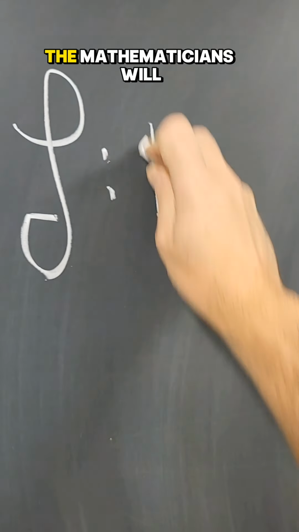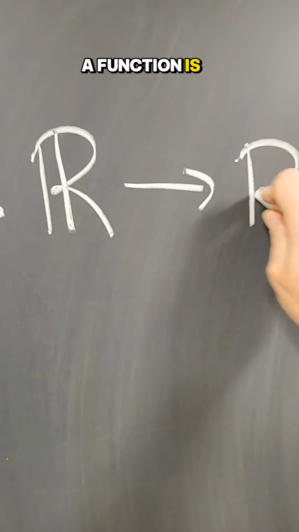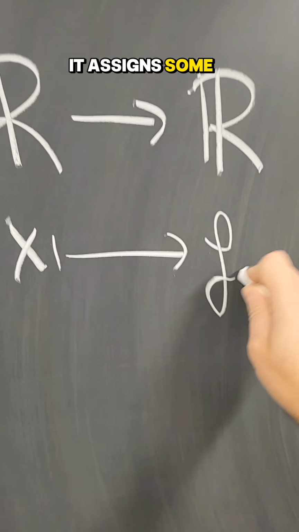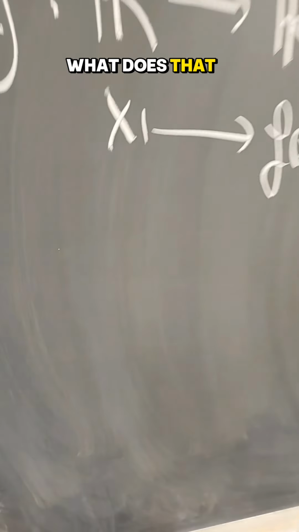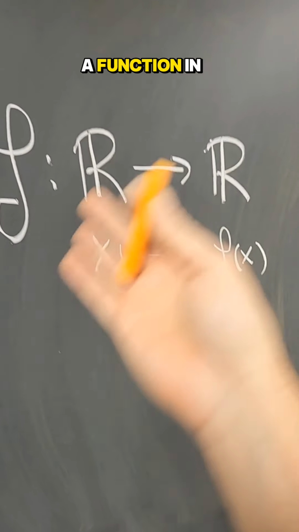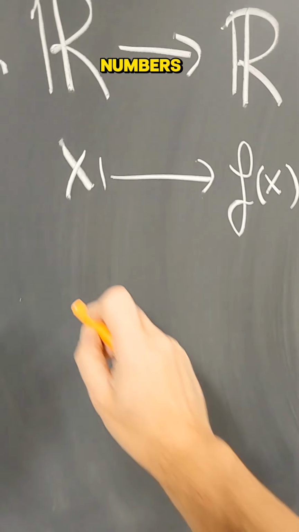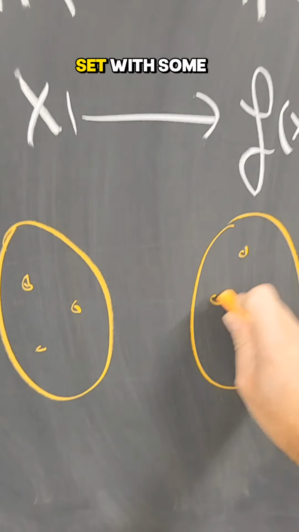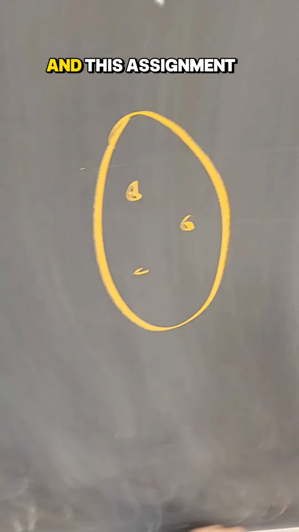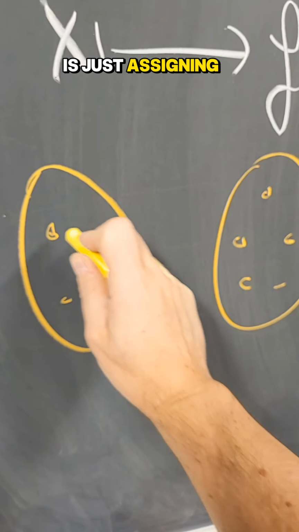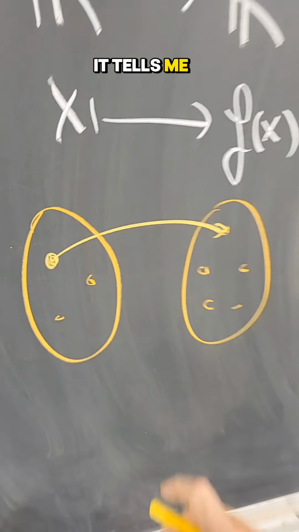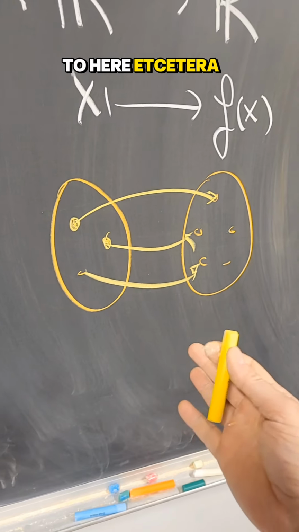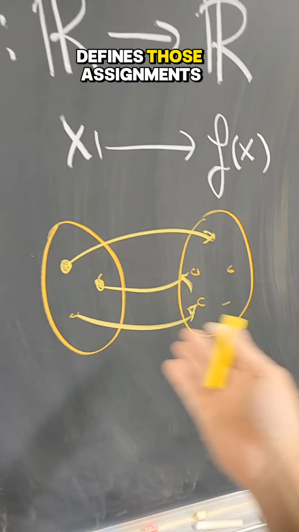In calculus, the mathematicians will tell you that a function is a correspondence that assigns for every x some other number f of x. What does that mean? So what is a function in general, not just from the real numbers to the real numbers? We have a set with some elements, and then we have some other set with some other elements, and this assignment is just assigning for each element here, it tells me where it goes in that other set, from here to here, from here to here, etc. And this is the rule that defines those assignments.